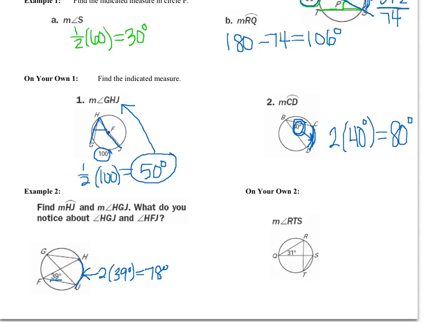Now, I also want to find the measure of angle HGJ. So let's figure out where that is. HGJ is right here. Now, this intercepts the exact same arc, so I know this angle must also be 39 degrees because it's intercepting the same arc. So what do you know about angle HGJ and angle HFJ? They are the same.